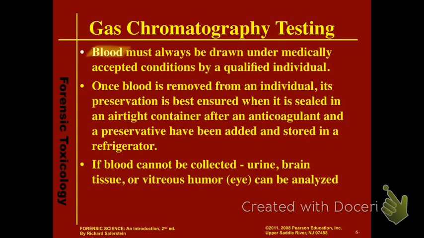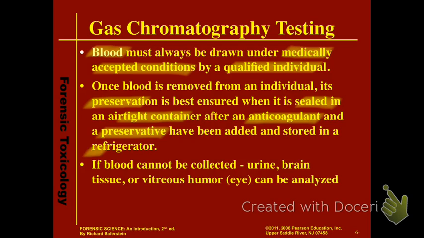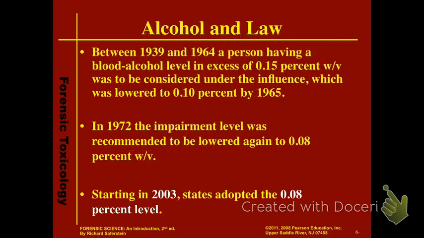When blood is drawn, kind of common sense, it's got to be under medically accepted conditions, by a qualified individual. Its best preservation is when it's sealed in an airtight container, and anticoagulant is added and a preservative so that it doesn't spoil or clot. And then it should be stored in a refrigerator. If blood can't be collected, urine, brain tissue, or vitreous humor, the liquid from the eye, can be analyzed instead.